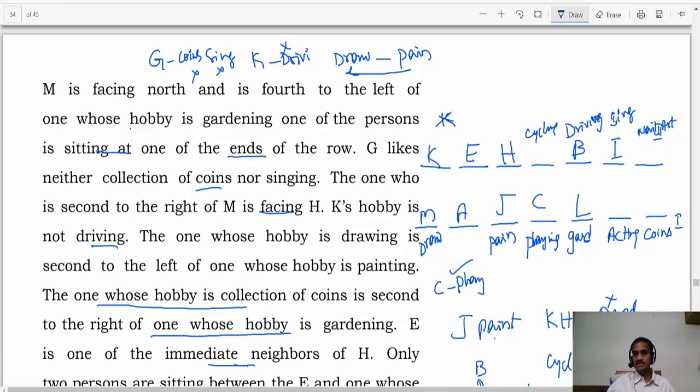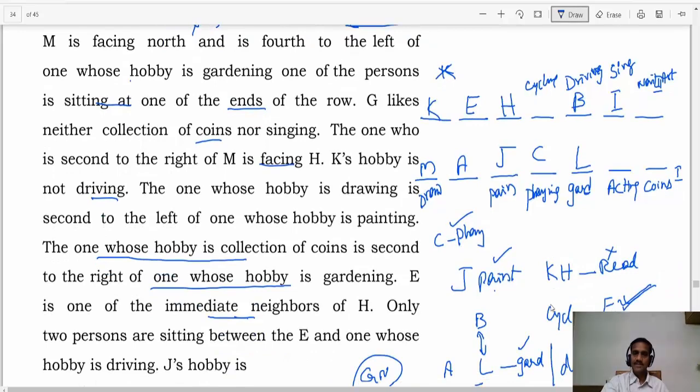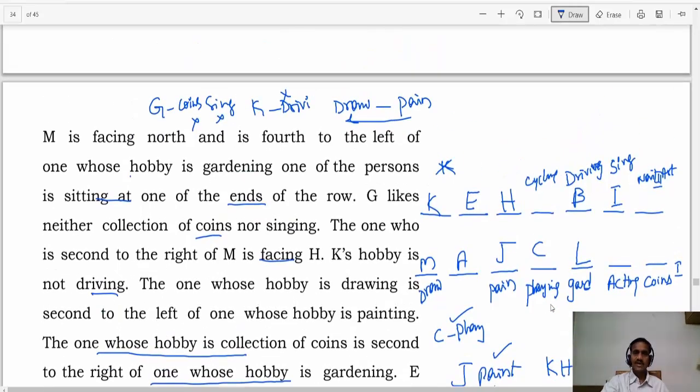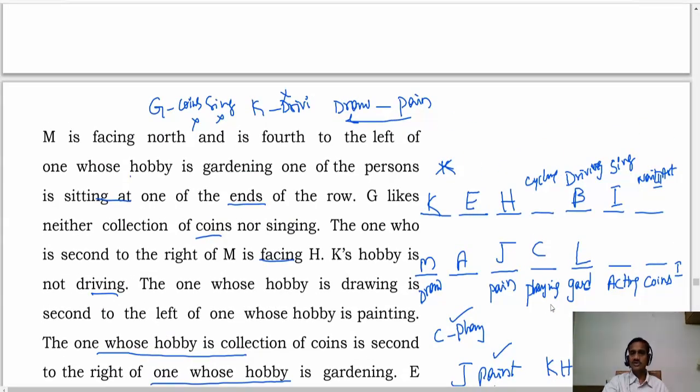Here nail art, singing, driving and cycling are done. Then next, who are the remaining persons? J painting, K and H are neither reading, and cycling is second to the left. This information is done. Next one, B and L. And G is neither coins nor singing. G neither coins nor singing, information valid.